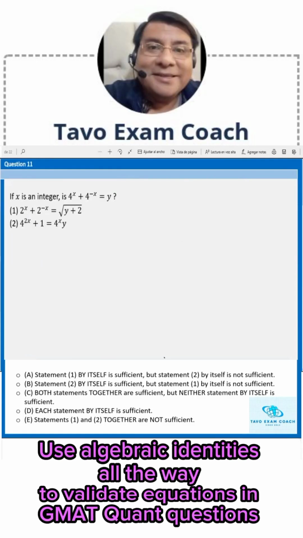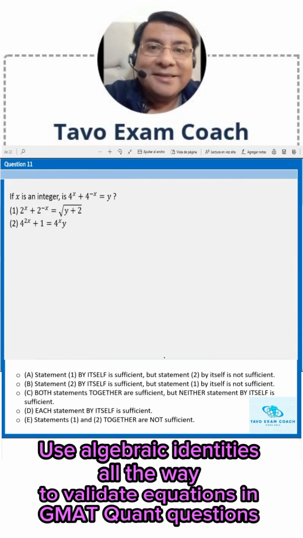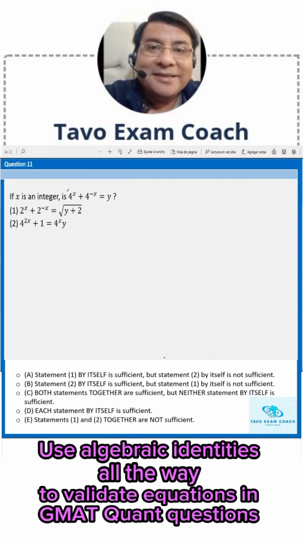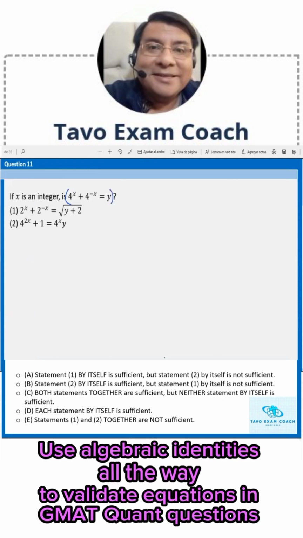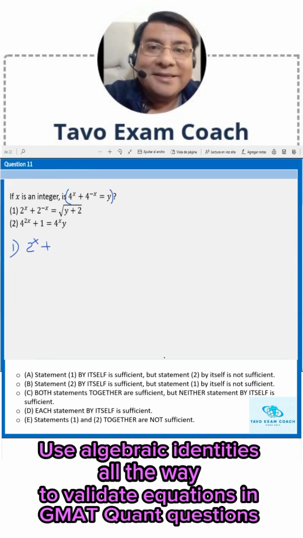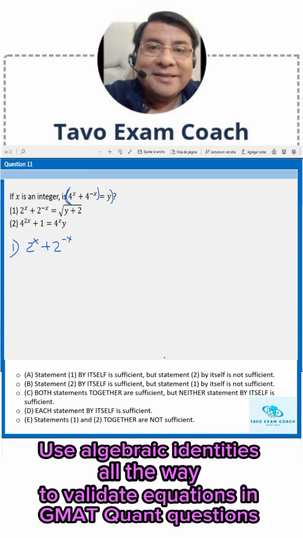If x is an integer, is 4^x + 4^(-x) equal to y? Here, in order to assess the validity of this statement in the question, we need to check whether we can use the quantities in these statements to transform and get this, for example.